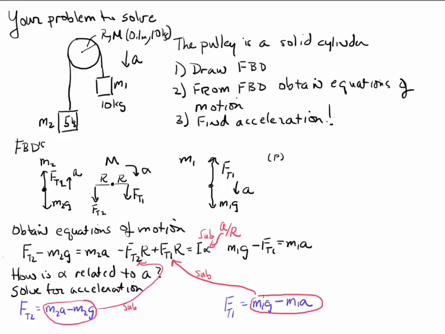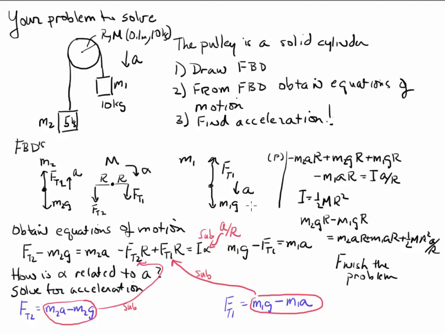I'm then going to take each one of those. I'm going to take the force of tension T1 and substitute it. I'm going to take this one and substitute it over here. And I'm going to substitute for alpha the linear acceleration A over r. Performing those substitutions, I can carry out the algebra and have everything in terms of r and A.